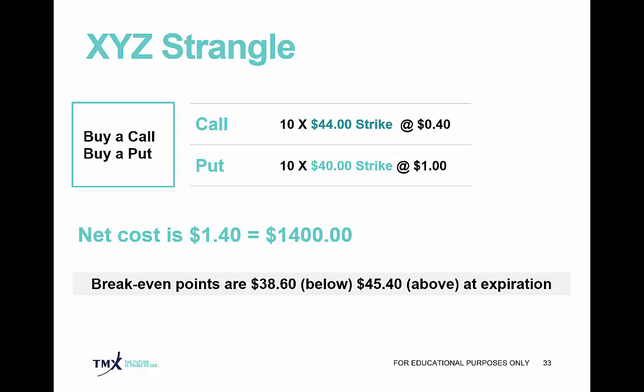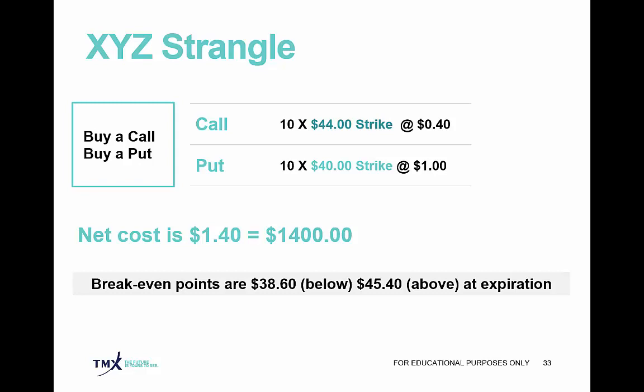quite substantially. So in this case, again, buying 10 of those call contracts to mimic being long 1,000 shares, 44 strike at 40 cents, right? $40 per contract, times 10, $400. And then times the $40 strike put, which is costing $1. And again, that's going to be $100 per contract times 10. It's going to cost us $1,000 for those 10 contracts to mimic being short 1,000 shares. Net cost is $1.40 per strangle, or $140 per strangle, or $1,400 for the 10 contracts.